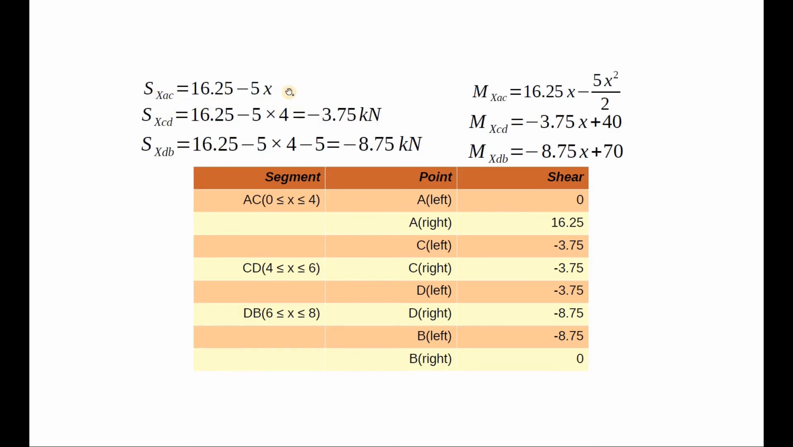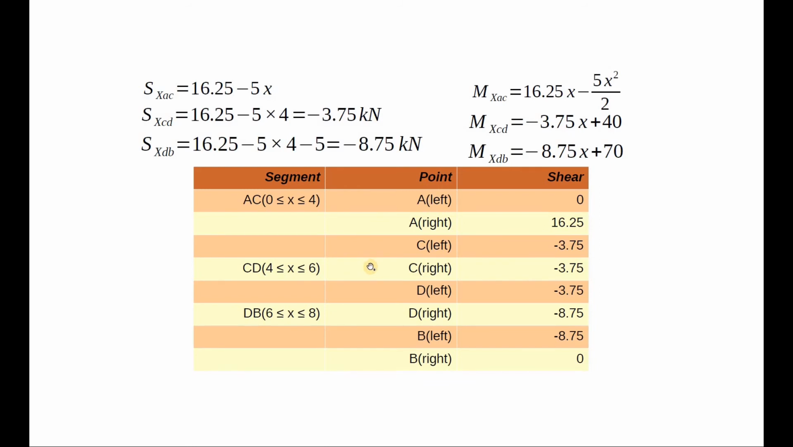Let us focus on the first expression. This expression of shear force is valid for segment AC for the values of x between 0 and 4. Notice here that this expression has a degree of 1. It means that the maximum power of the variable x in this expression is 1. When plotted in 2-dimensional space, it will trace a line. Notice also that this line is having the negative slope of 5.